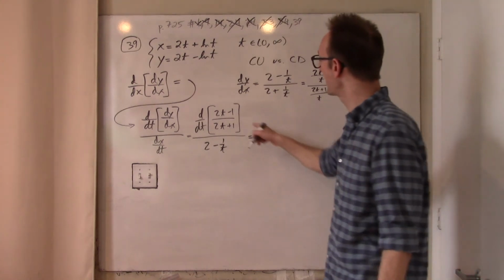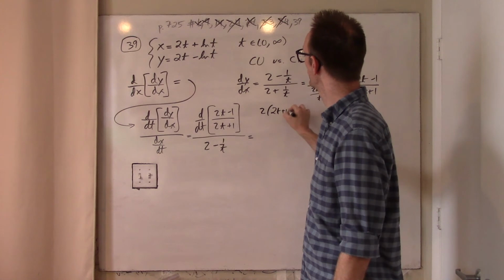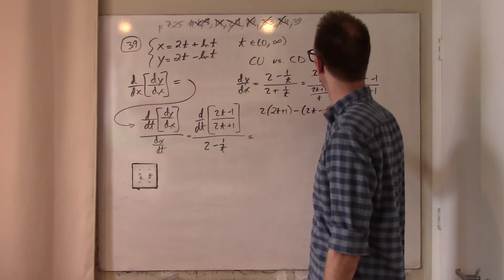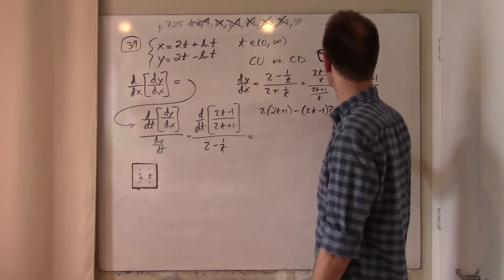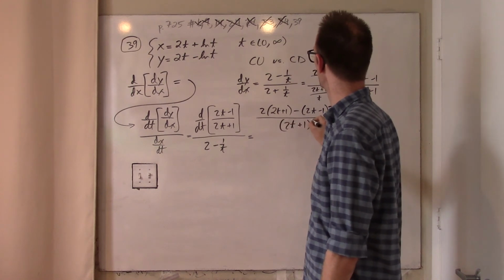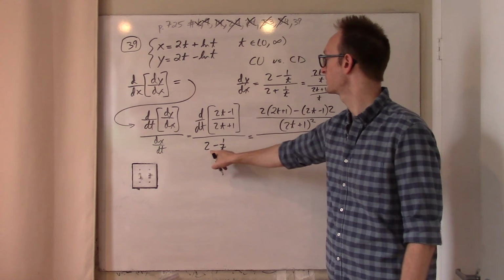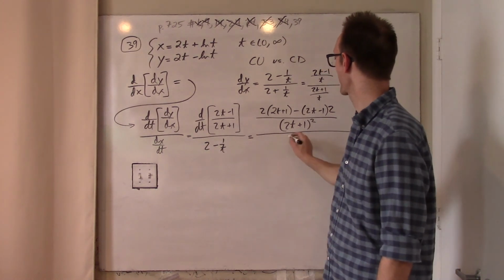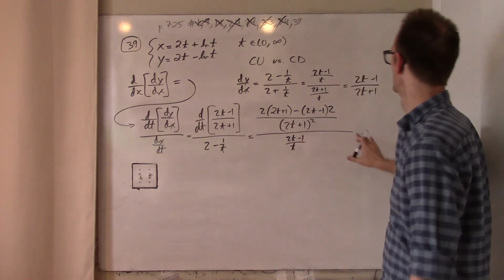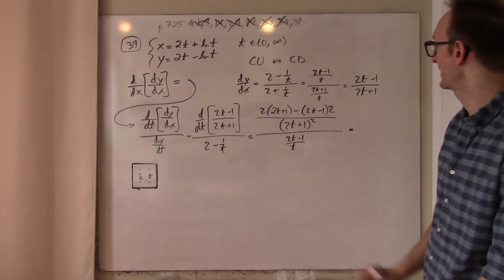I'll just use the quotient rule. Why not? Derivative of the top, which is 2, times the bottom, 2t plus 1, minus the top, 2t minus 1, times the derivative of the bottom, which is 2, all over the bottom squared, (2t plus 1) squared. And all of that is over this, which is (2t minus 1) over t. Yikes.